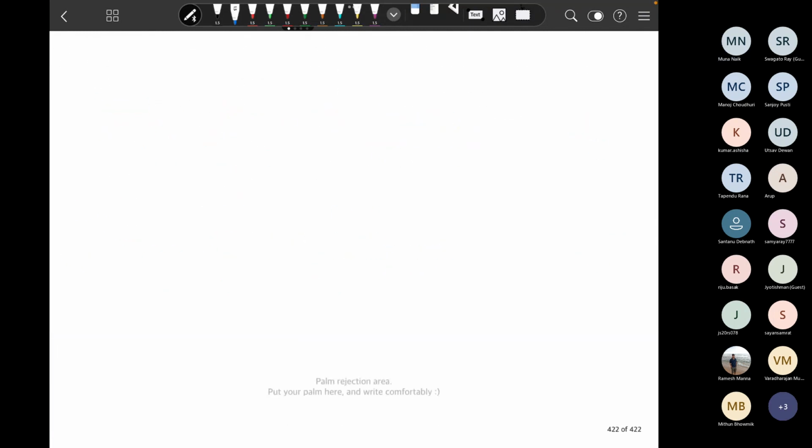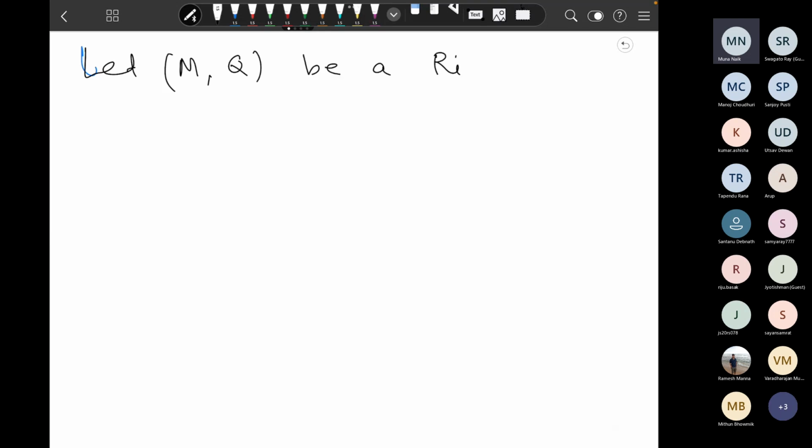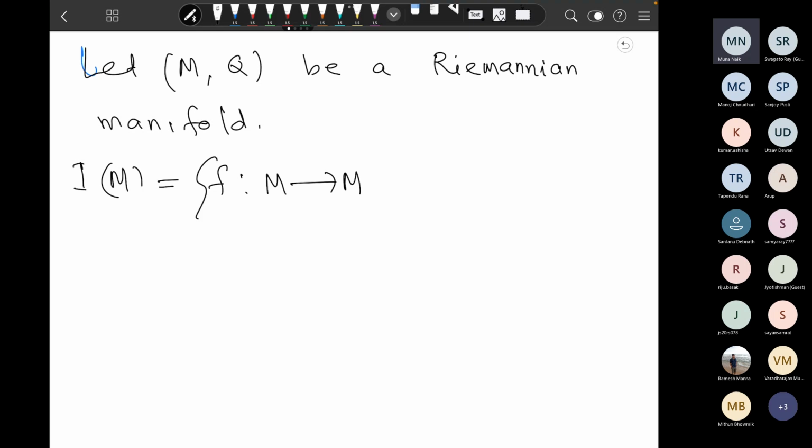So let (M, Q) be a Riemannian manifold, where Q is the Riemannian metric. And remember this I(M): we have that it is really a set of functions from M to M, F such that F is a diffeomorphism and F star Q is equal to Q.